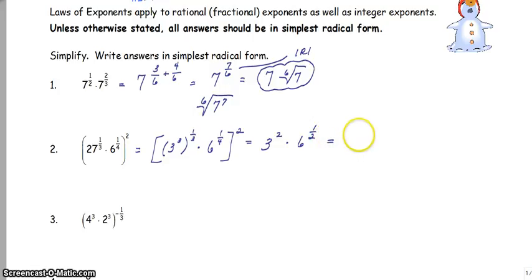So now simplifying, 3 squared is 9. The 1/2 means to take the square root, so I take the square root of 6. 6 does not contain a perfect square as a factor, and so my answer is 9 square root 6.